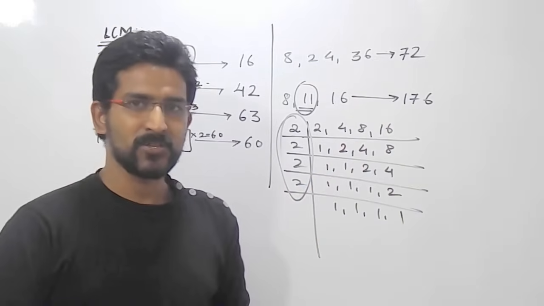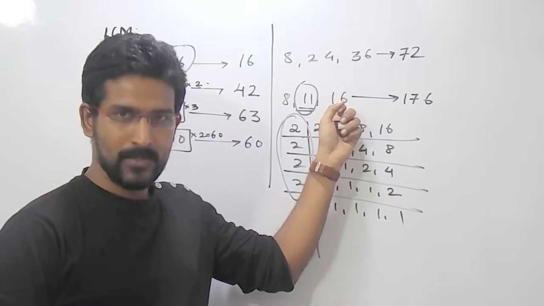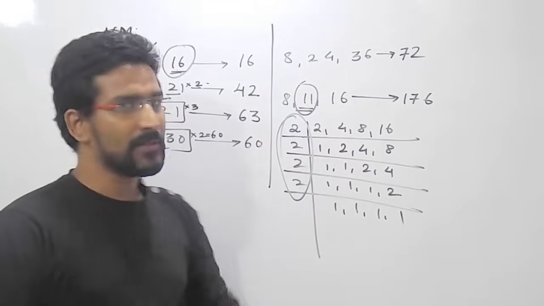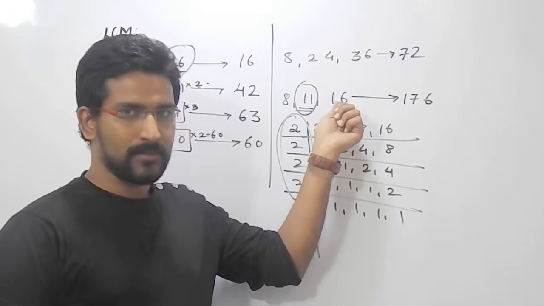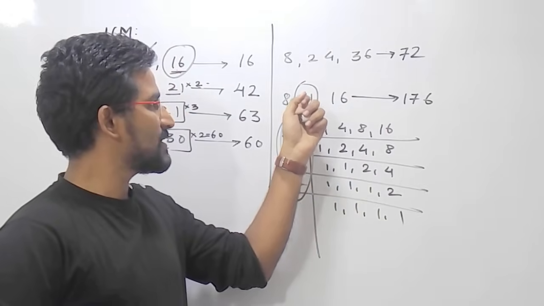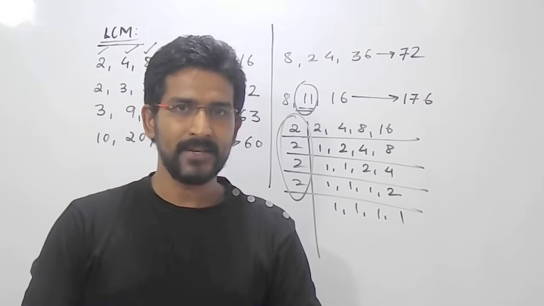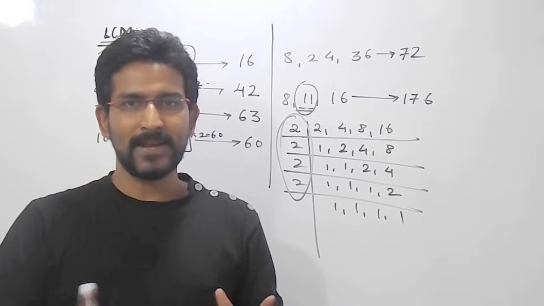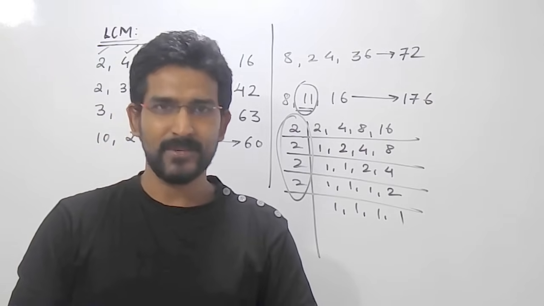So the LCM of 8, 11 and 16 will be 176. Whenever the remaining numbers are divisors of the biggest number, but one number is a prime number that is not a divisor of the biggest number, just multiply that prime number with the biggest number, and that will be the LCM. So this is how we can find out the LCM of any numbers in just a few seconds. Hope it will be helpful for your examinations. Thank you.